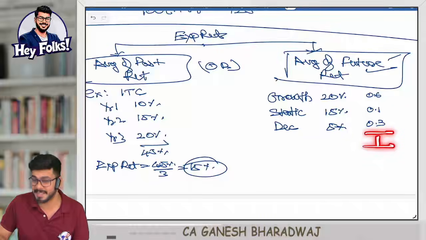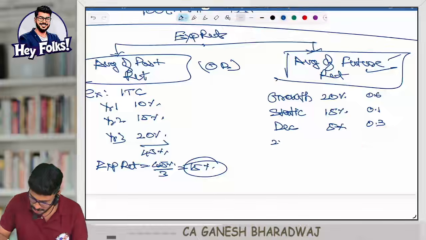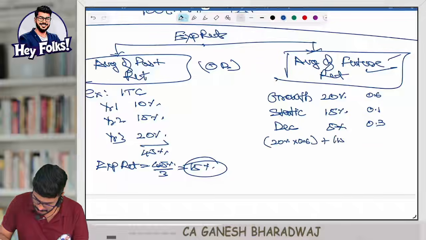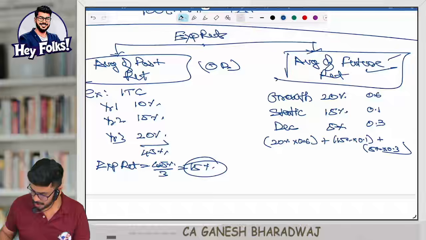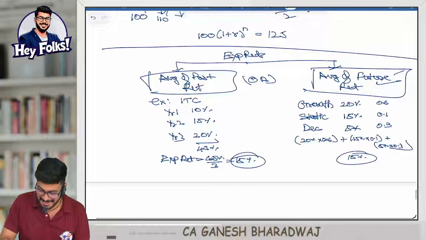Which means the next year, what is the return that you can expect? I will say it's going to be 20% into 0.6 plus 15% into 0.1 plus 5% into 0.3. Is that clear, guys? Can anyone help me with the figure? How much is that? Yes, it's going to be what? 15% exactly, yeah? Okay, guys, here it is matching.